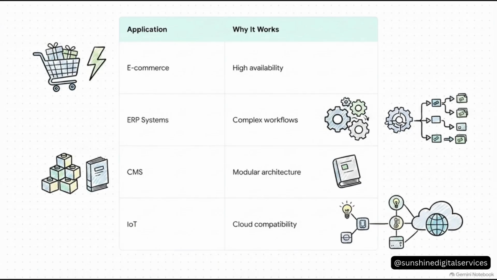Then you have enterprise ERP systems. The robust, highly structured architecture easily manages massive, complex datasets and really intricate business workflows. For content management systems, or CMS, that modular architecture we discussed allows for highly customizable, tailored solutions that simply don't get bloated over time. And finally, for IoT, Internet of Things applications, its cross-platform nature and native cloud compatibility make it an absolutely ideal fit for managing thousands or even millions of connected devices seamlessly.